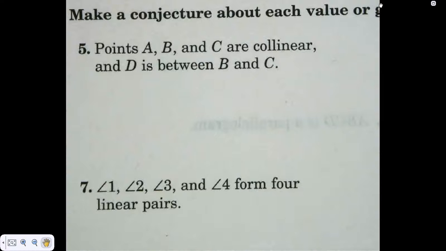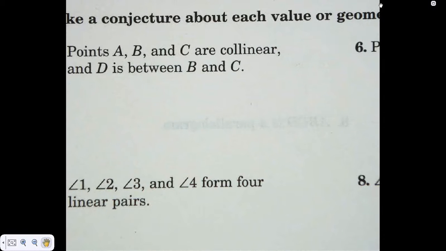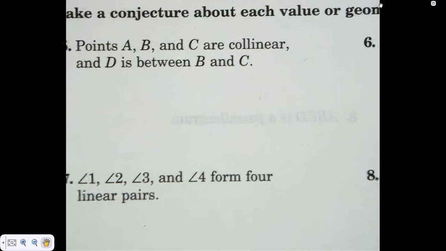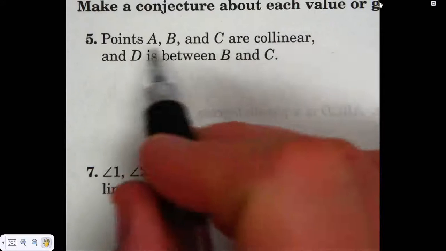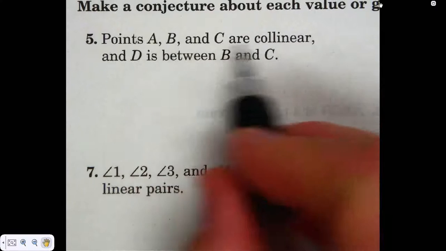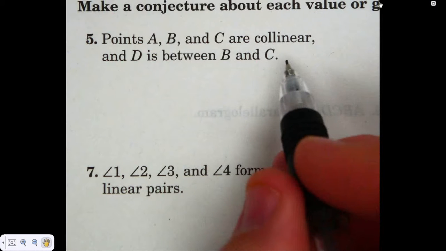They'll also ask you to do things like conjectures like this. They ask us to make a conjecture about each value or geometric relationship. Points A, B, and C are collinear, so they're all what? On the same line. D is between B and C. What do you think I could say?